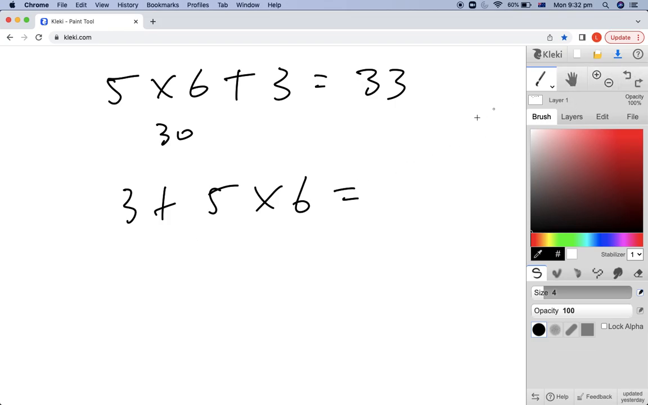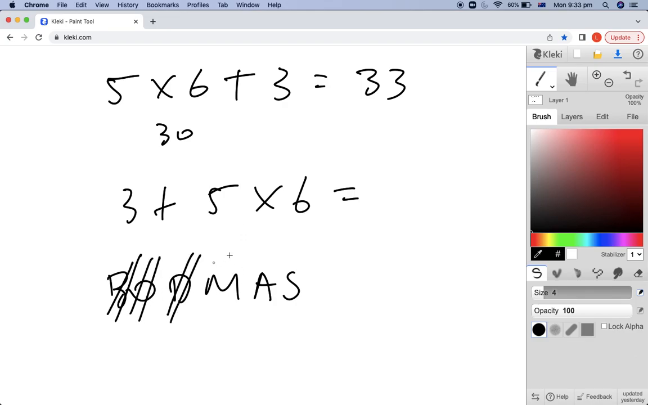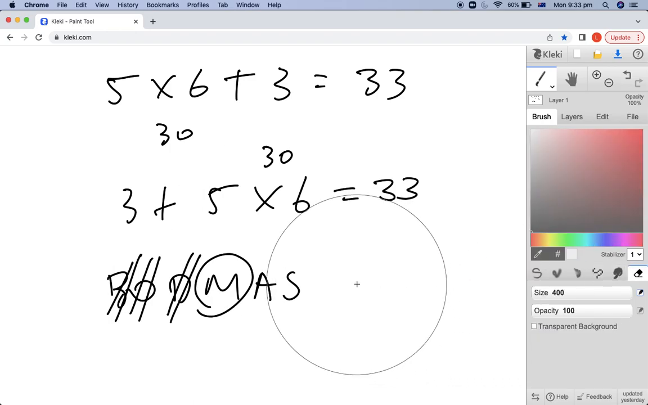What we want to do when we follow BODMAS is we want to make sure we go down the chain. So are there brackets? No, there's no brackets here. Is there any powers here? No, there's no powers. Division? No. So the next thing is multiplication. That's what we want to do first. So 5 times 6 is 30. Then last thing, addition. 3 plus 30, 33. So that's how we follow BODMAS.